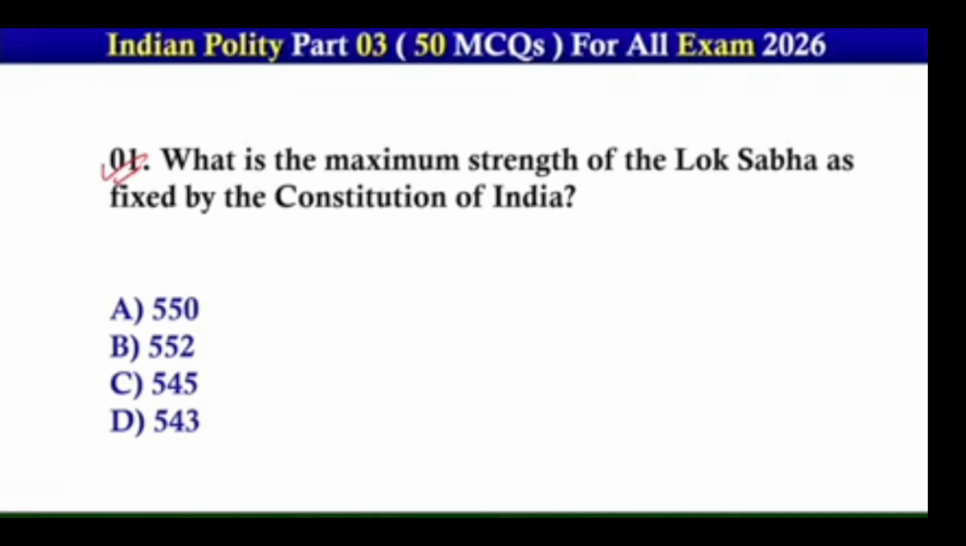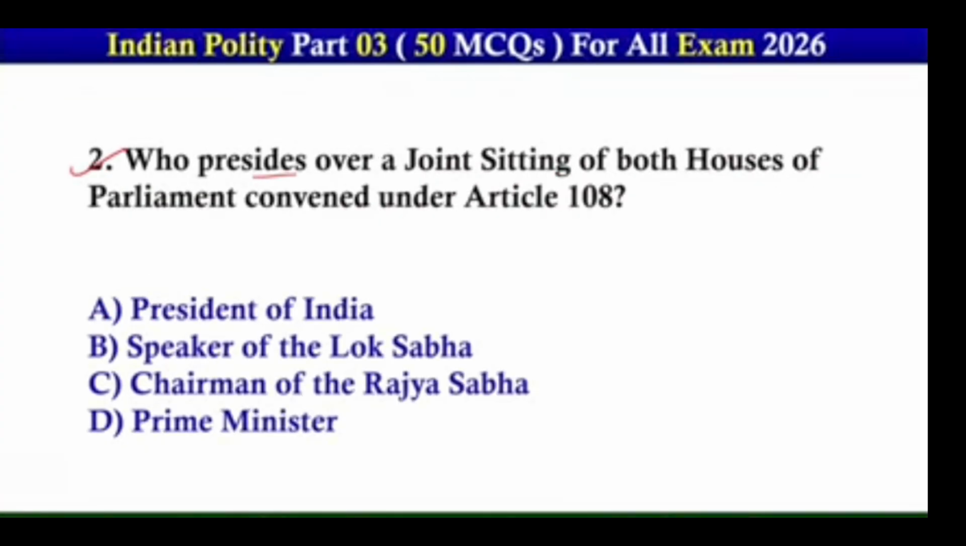So the question number 1, what is the maximum strength of the Lok Sabha as fixed by the Constitution of India? Option number A is the correct answer, 550. Question number 2, who presides over joint sittings of both houses of parliament convened under Article 108?